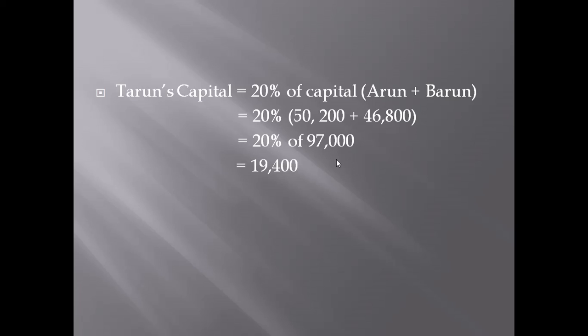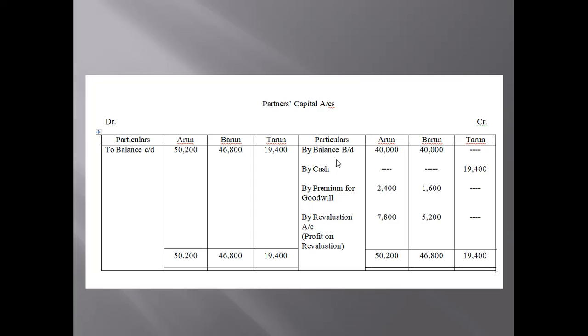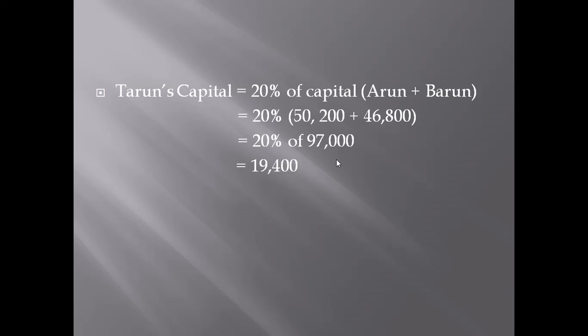So now you do the percentage, and that is 20% of 97,000. How much will you get? 19,400. Yes, this is the capital that Tarun is bringing. So write the amount, 19,400, everywhere, whatever is the place. Yes, you have to do this working note. On top here, you have to write working note, Tarun's capital. You can do it that way.